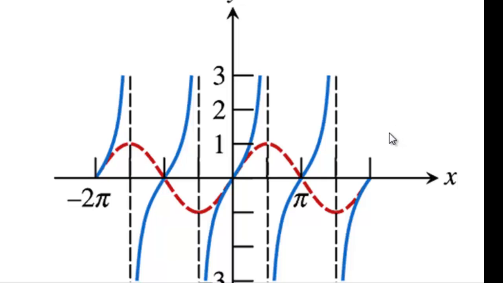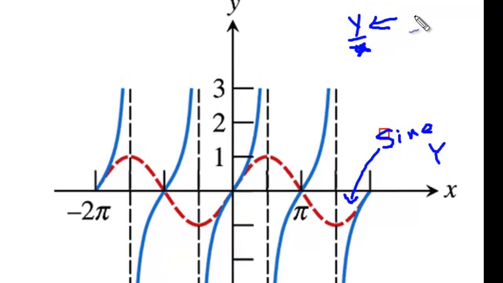Looking at the zeros of the tangent function, if we look this time at the sine function, the red line here is the sine function. The sine function is dealing with the y value. Tangent is y over x. So when this numerator is 0, the tangent is going to be 0. So when the sine function is 0, tangent is going to be 0.